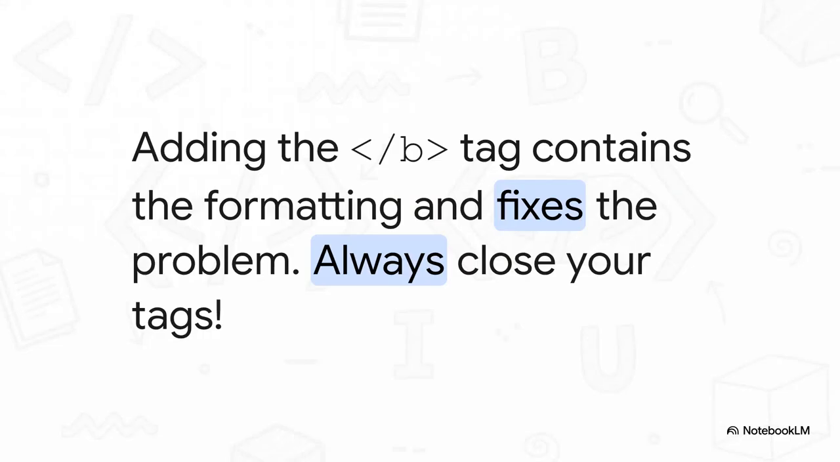And now, the solution. And you'll see, it's so simple. All we did was add that one little closing B tag right where the bold text was supposed to end. And just like that, everything's fixed. The cascade is stopped, and the rest of our text goes back to looking normal. This is it. This is the rule. Every tag you open, you must close.